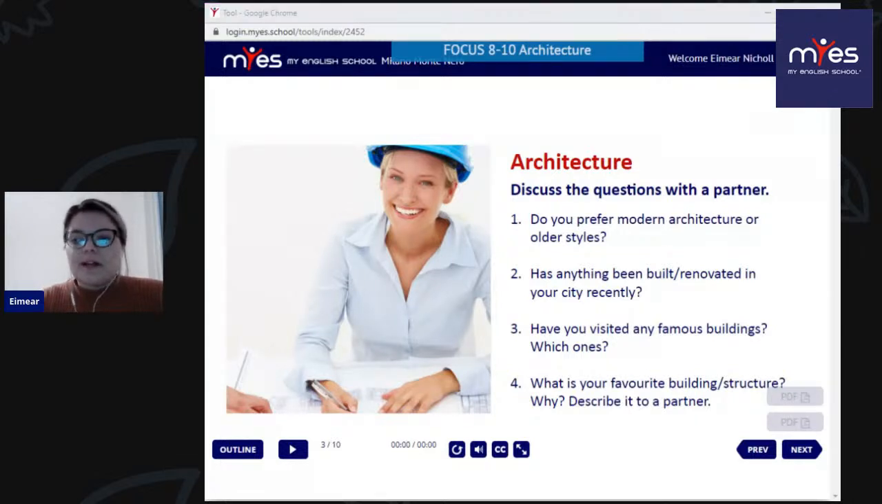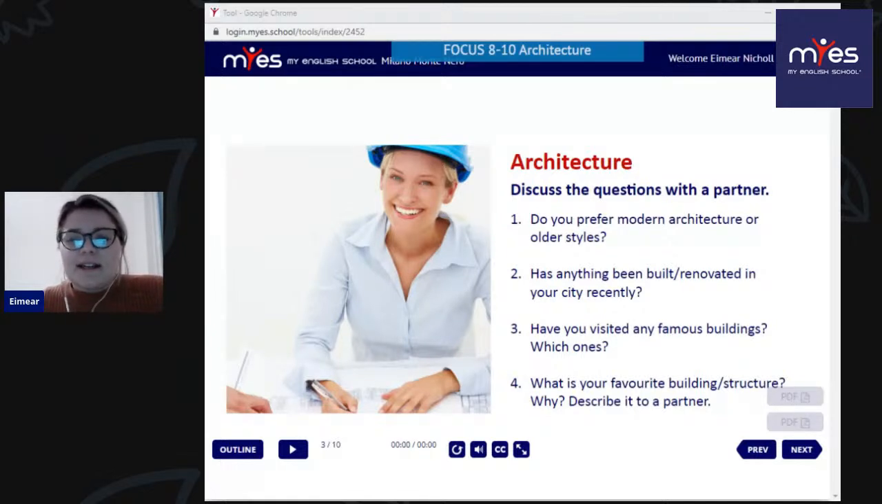So, in the chat, do you prefer modern architecture or older styles? Personally, I prefer older styles, I think. Yeah, probably. I prefer older styles, although I do love how big and dramatic some modern architecture can be. But yeah, in general, I prefer older styles.